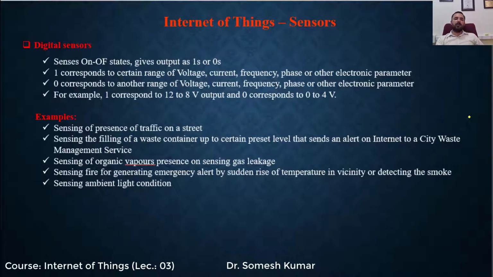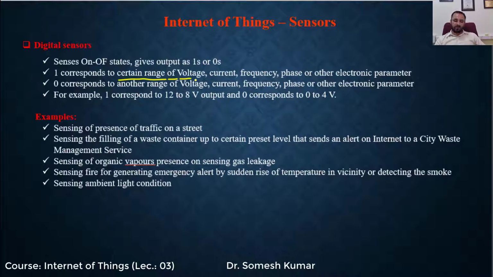So our next type of sensor is our digital sensor. Basically, digital sensors give the output in the form of 1 and 0. Here the 1 corresponds to a certain range of voltages, current, frequency, phase or other electronic parameters. Also, 0 corresponds to some other range.